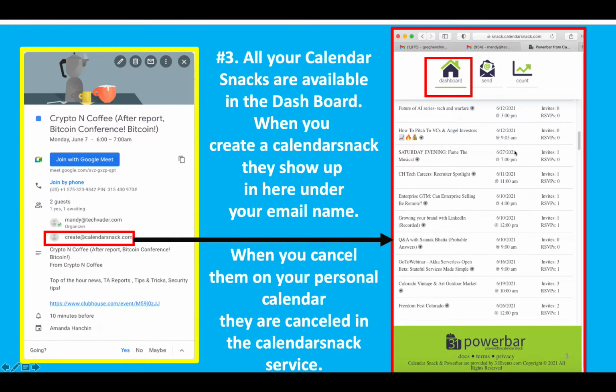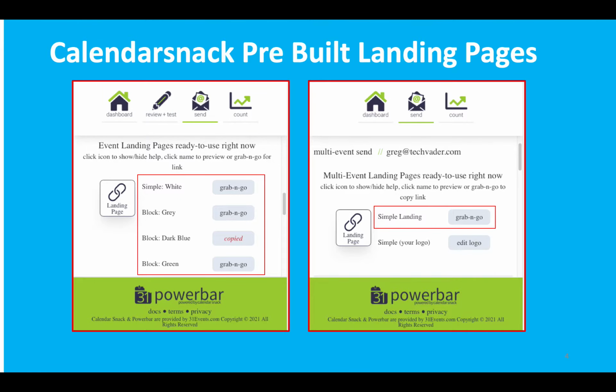So this next slide is just a quick summary of the idea, which is every time you send us a create statement, create@calendarsnack.com, by the organizer name, we keep track of a database of all those events. In this case, these are all Mandy's events in her own specific user interface that's retrieved out of email. So the pre-built landing pages, we do 2 types. That is a single event landing page right over here on the left, and then we do a multiple event landing page which streams your upcoming 25 events.